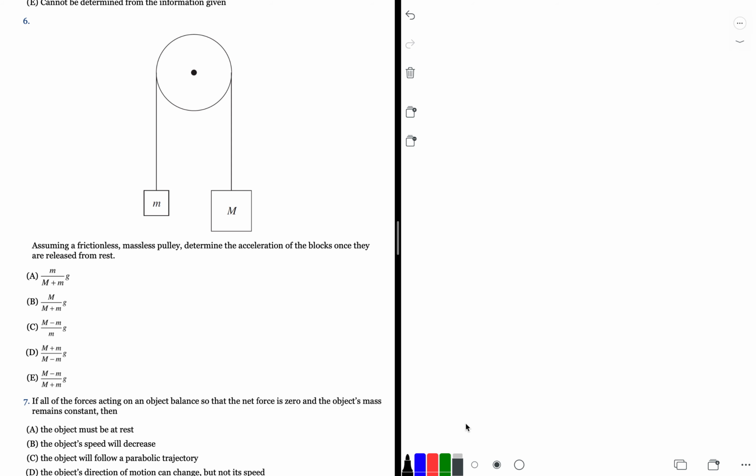Hello, welcome to part 2 of AP Physics C Mechanics, Newton's Laws Practice Review. So, problem 6: assuming a frictionless massless pulley, determine the acceleration of the blocks once they are released from rest.